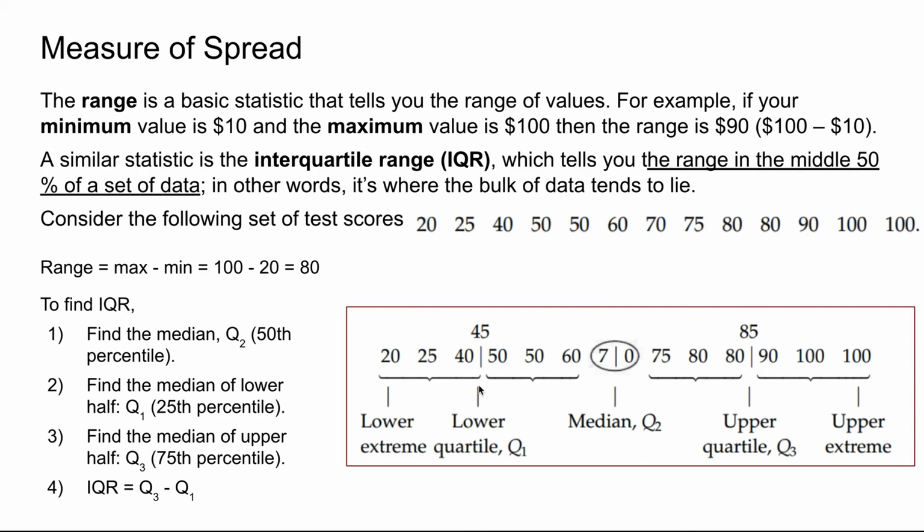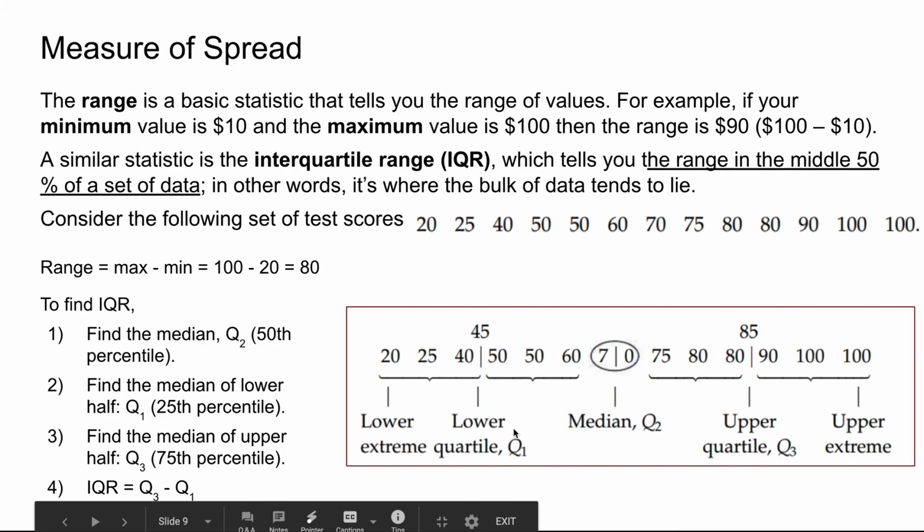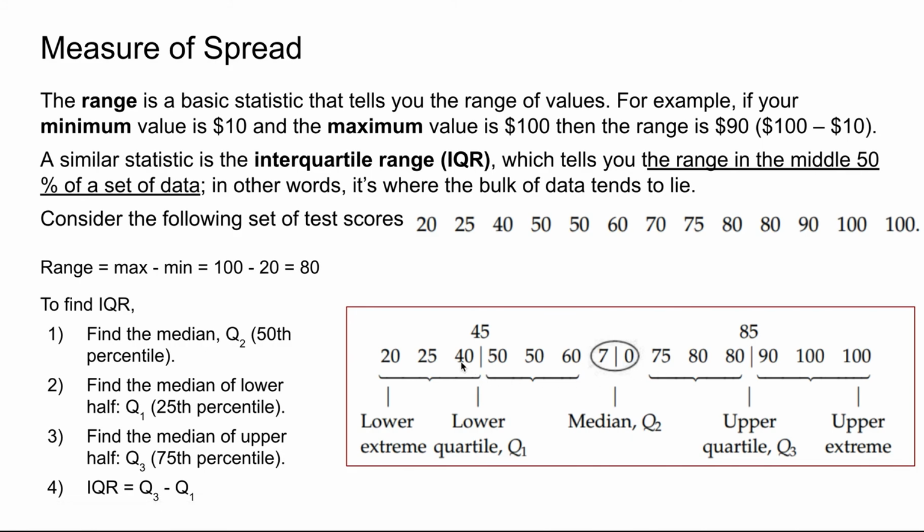So you can find Q1, and you can take a look at the upper 50%. What is the median of that? So you can find Q3 there, which is the 75th percentile. Once you find that, you can find the difference between Q3 and Q1. That is the IQR. In our example, 85 minus 45 is the interquartile range. So the interquartile range is 40.